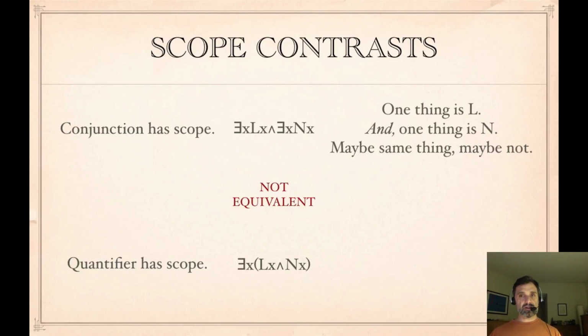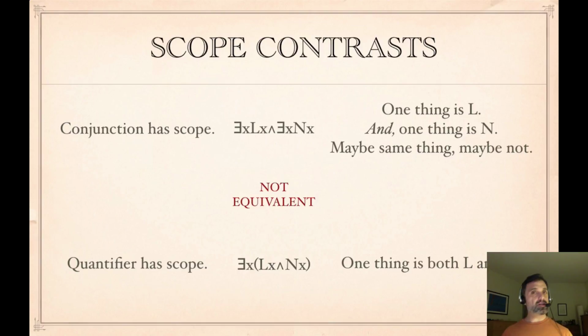So the first says that one thing is L, and it also tells us that one thing is N, but it doesn't tell us that the same thing is both L and N. That's consistent with the first sentence. If there was one thing that was both L and N, then that sentence would be true. But it would also be true if nothing was both L and N, but there was a thing that was L and a thing that was N, a different thing in that case. Whereas this tells us that one thing is both L and N.